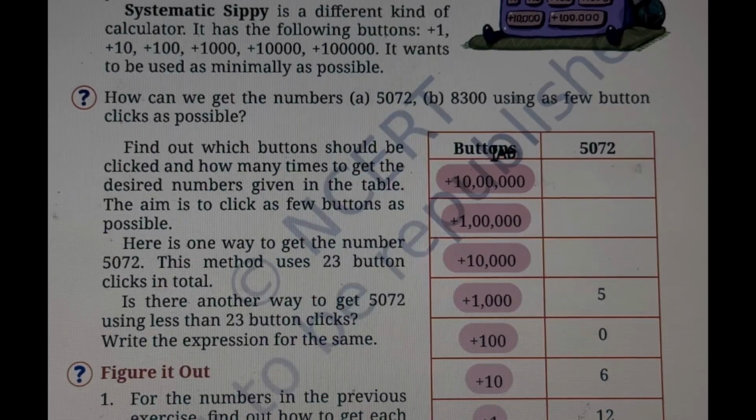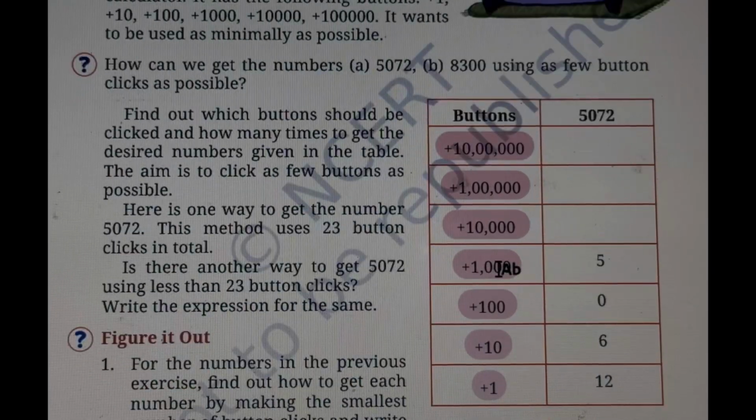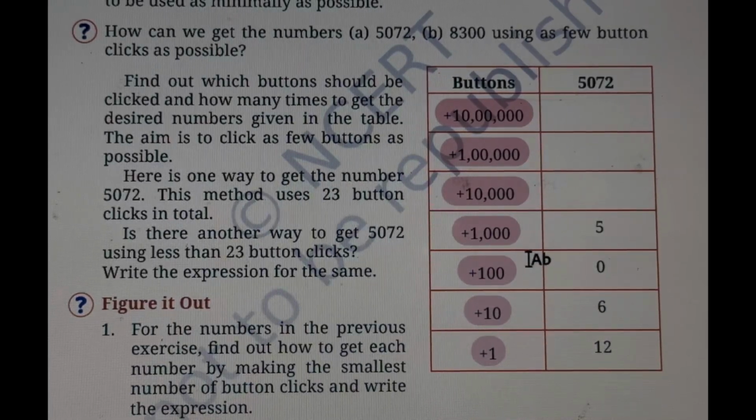Like here they have given two questions, 5072 and 8300. So find out which button should be clicked so that the desired number is given in the table with minimum number of clicks. So now just see this table which shows 5072. So they have used thousands button 5 times, tens button 6 times and ones button 12 times. Now here through this method we are getting 23 button clicks in total. So they have asked us to express it in a way that we get the minimum number of button clicks. So let us see how is it possible.